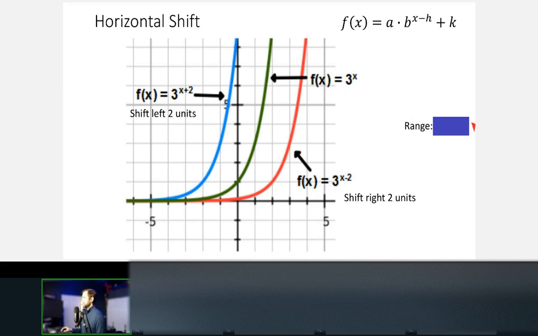And looking at these 3 graphs, class, what is the range of all 3 of these functions?